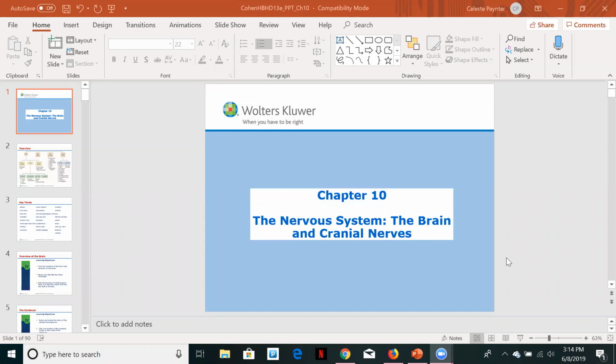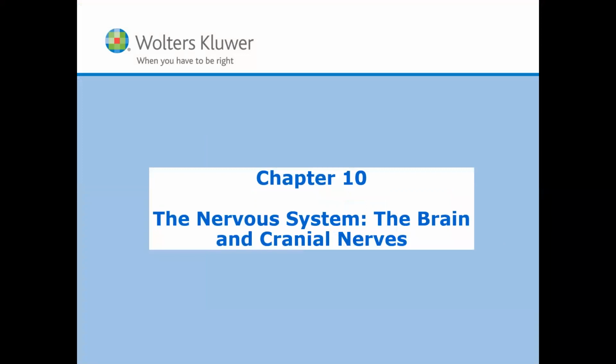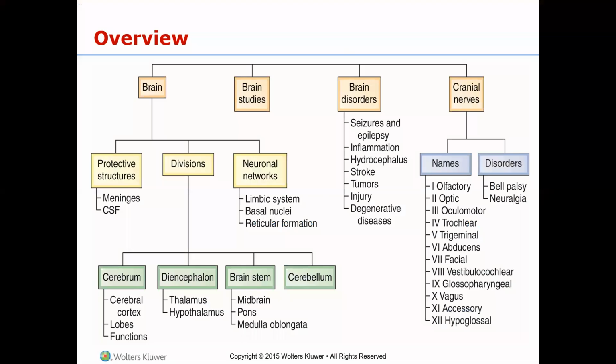Okay, hello everybody. I'm going to go over chapter 10 today, and we'll look at the nervous system, the brain, and the cranial nerves. You're not going to be responsible for the cranial nerves. When we look at an overview of what you'll be expected to understand, it is the brain itself, the protective structures, the divisions, and in terms of the divisions, the cerebrum, the diencephalon, the brainstem, and the cerebellum.